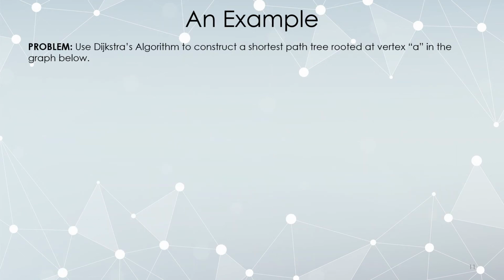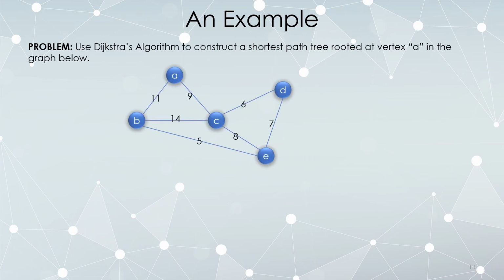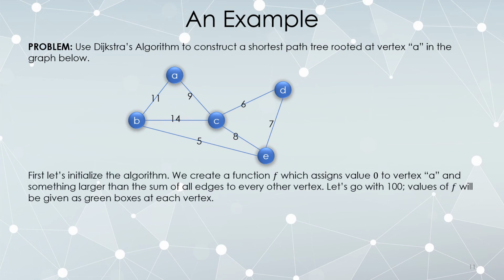Let's use Dijkstra's algorithm to construct a shortest path tree rooted at the vertex A in this graph. Okay, so we start off, we initialize the algorithm, assign to the vertex A value 0, and assign to every other vertex something that is much bigger than any total path. So just looking at it, for example, I know I can get from A to E with a total of 16, 11, and 5. But I'm not thinking that hard. I'm going to assign A value 0 because I start there, and everything else I'm going to assign value 100.